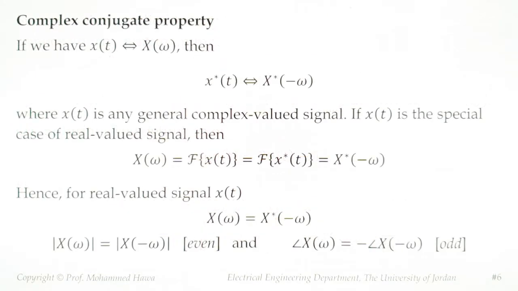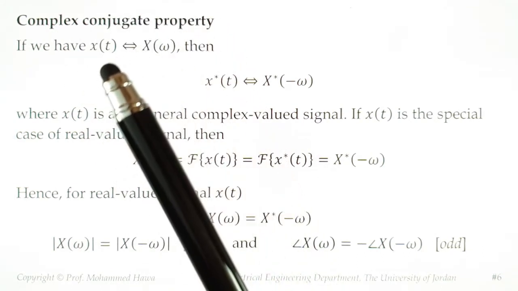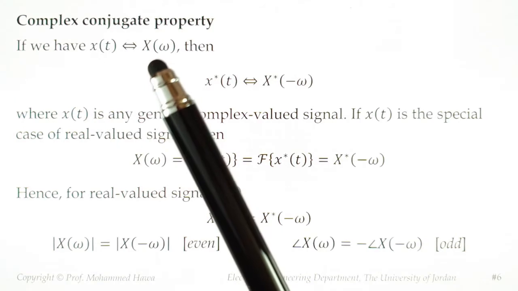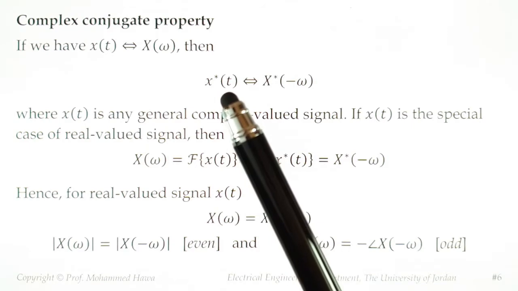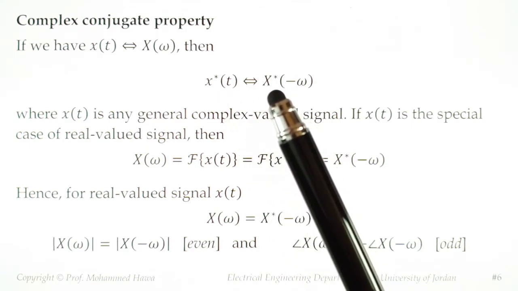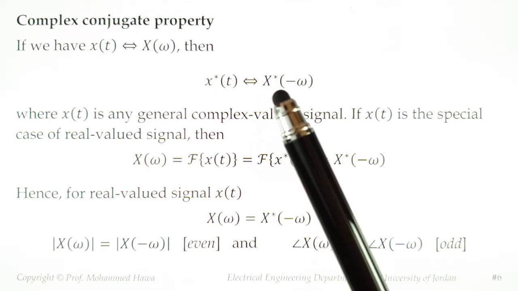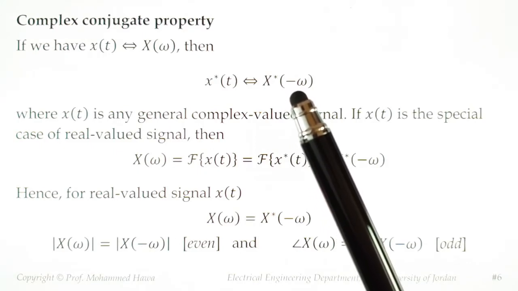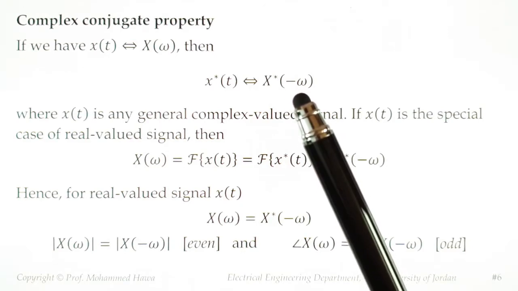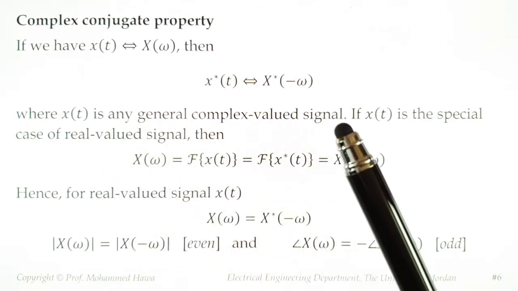The second property we're going to discuss is called the complex conjugate property, which says that if you know the Fourier transform of x of t is X of omega, then the Fourier transform of the complex conjugate of x of t in the time domain results in two changes in the frequency domain. First, you have to evaluate the complex conjugate of X of omega. Also, you have to introduce a reversal in frequency, which results from minus omega here. This is similar to how time reversal happens in the time domain.